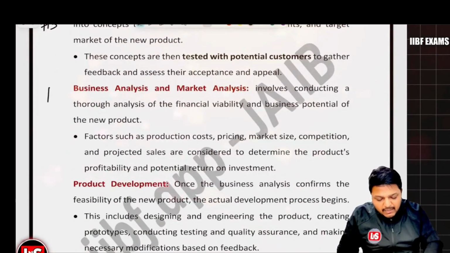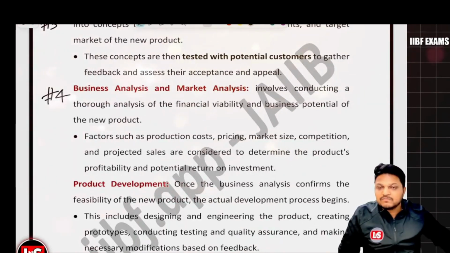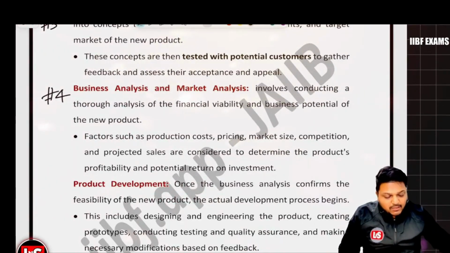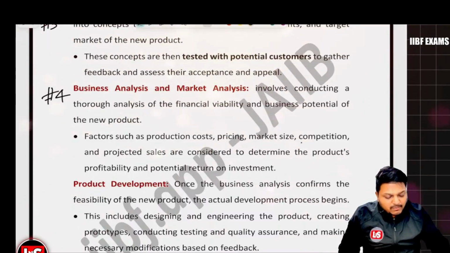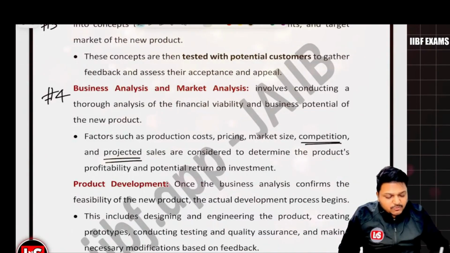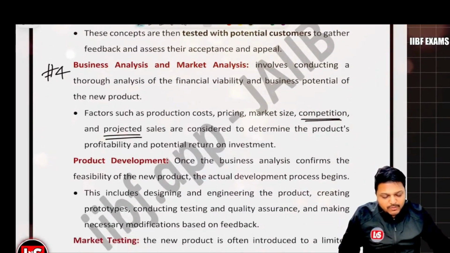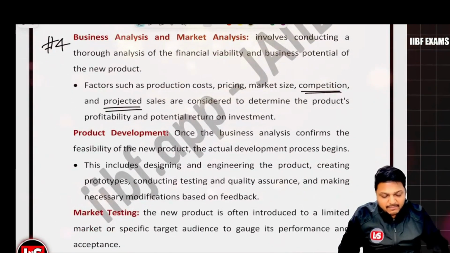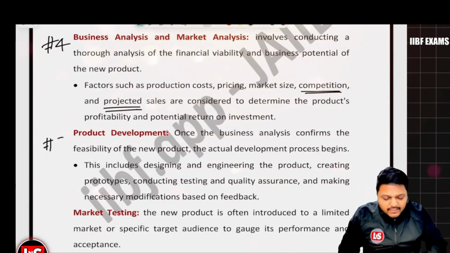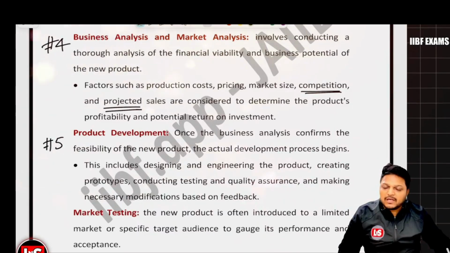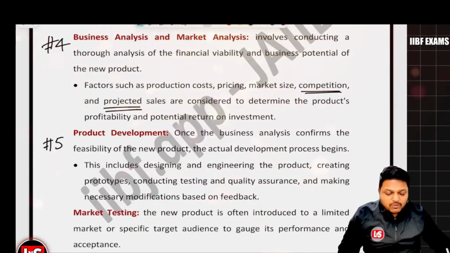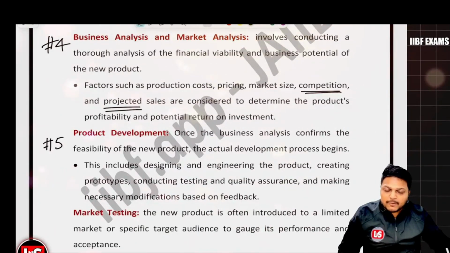And for the business and market analysis, it is very important. You have to check what the market size is, what the financial viability of the product is, and you'll be looking at the competition available, projected sales and projected profits, right? That is to be done under the business analysis and the market analysis. The fifth one is about product development. Now, once you have the knowledge about which product is going to be much more beneficial or feasible, you have to go with the product development.